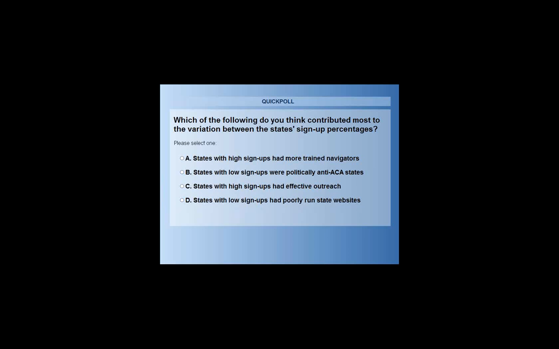B, states with low signups were politically anti-ACA states. C, states with high signups had effective outreach. And D, states with low signups had poorly run state websites. I'll give you just another moment to finalize your answer. Then we'll briefly discuss the results of the poll.